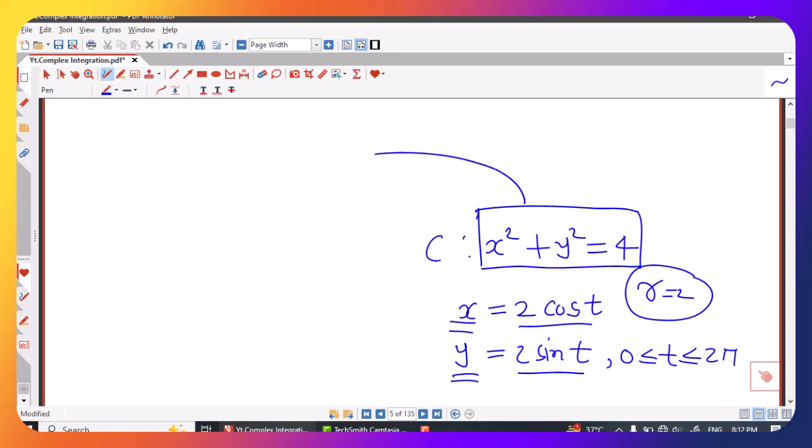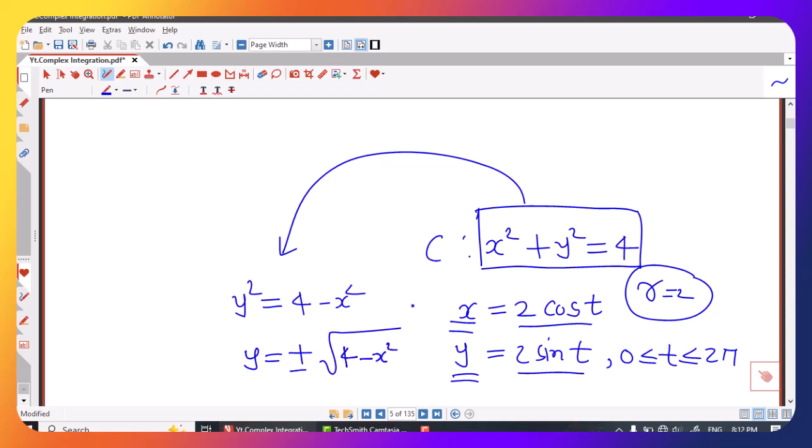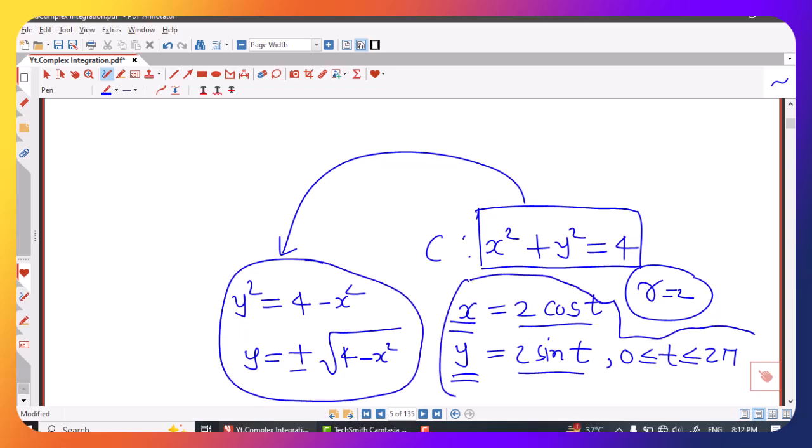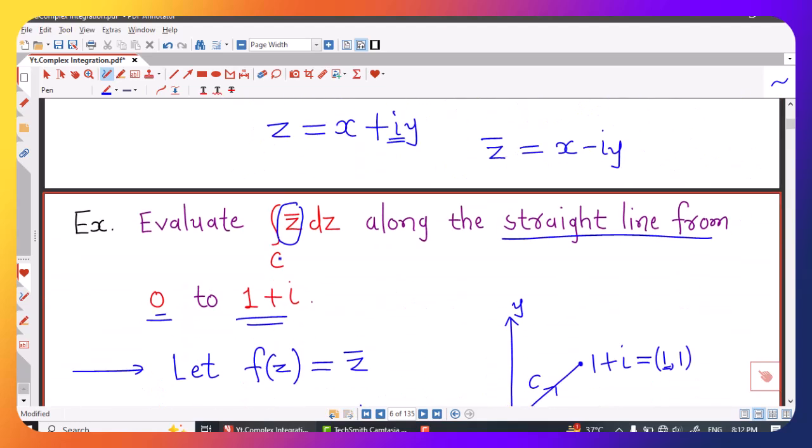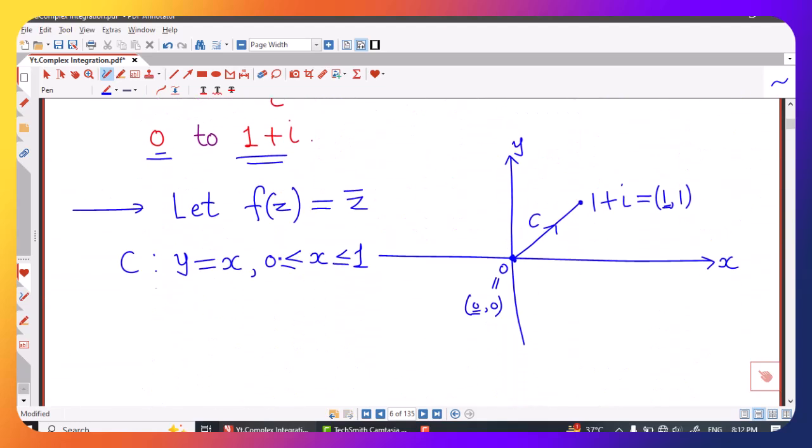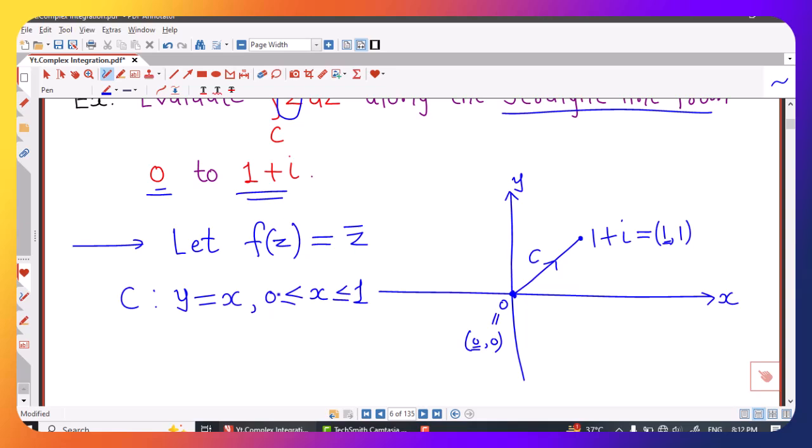Here, if we wish, we can represent y in terms of x. So here we will have y equal to plus or minus square root of 4 minus x square, but this is not comfortable. If we are using the parametric form, then that is going to be comfortable. So whenever required we will use the parametric form. Here it is easy to write y in terms of x, so we are using y equal to x, that is, we are using x as the parameter.